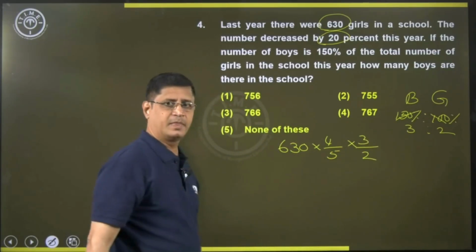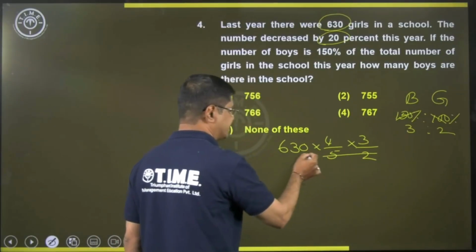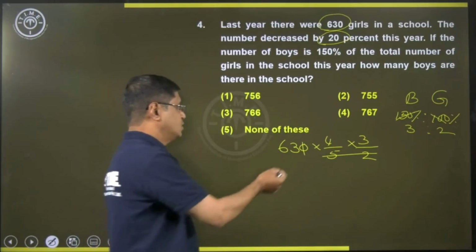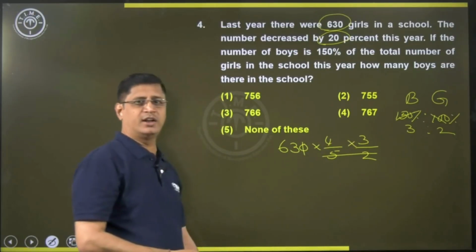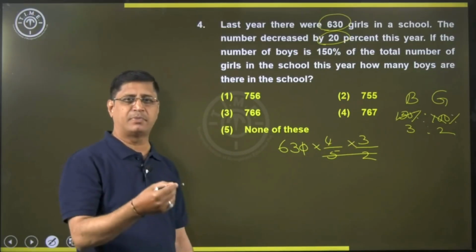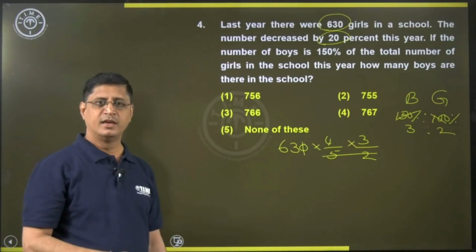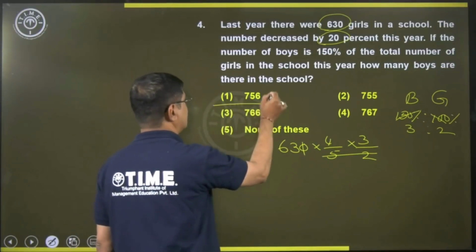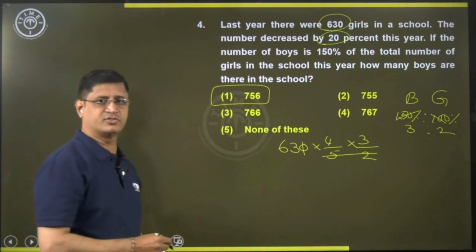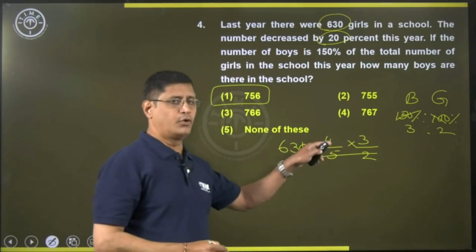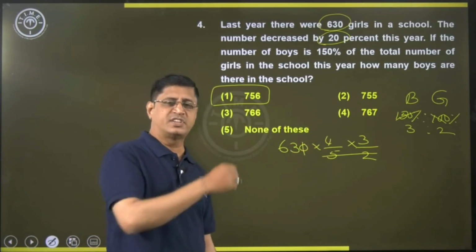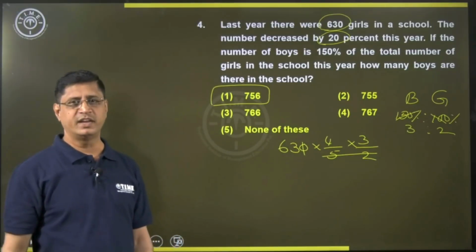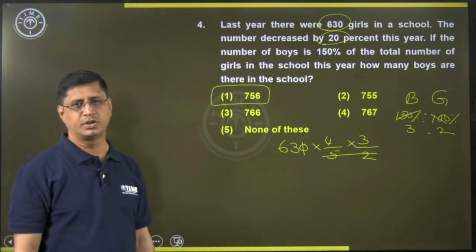Now simplify. 2 into 5, that is 10, and 0 gets cancelled. Now simplify this. 4 into 3, that is 12. 12 into 60, 720 plus 3 times of 12, 36. 720 plus 36, that is 756. Option 1, first choice is the right answer. 3 into 4, 12. 12 times of 60, 720. 12 times of 3, 36. By adding these two, we get 756, option 1.